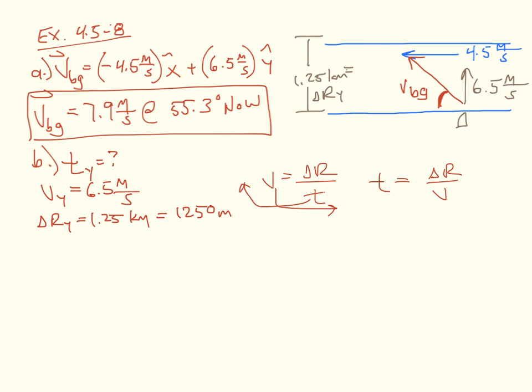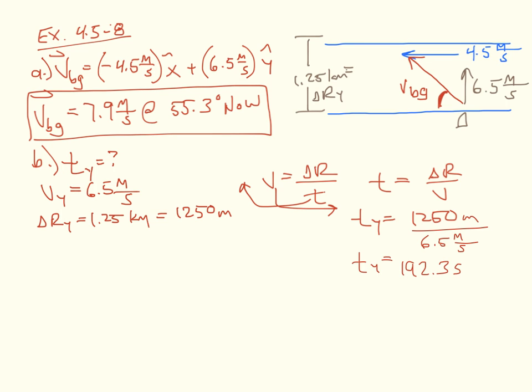Let's just solve. So time in the y direction is, what's our displacement in the y direction? That's 1250. That looks like a 6, but I'm not sure if I can erase that. Bugger, I can't. It's 1250 meters over, what's the velocity? 6.5 meters per second. All right, so our time in the y direction is what? 1250 divided by 6.5. 192.3 what? That's seconds, right?